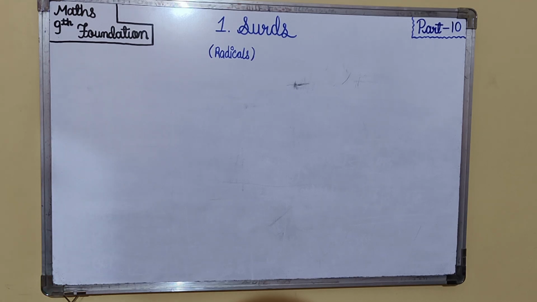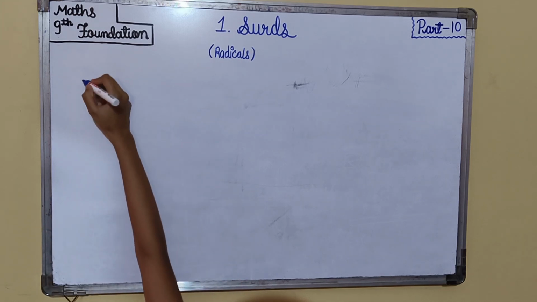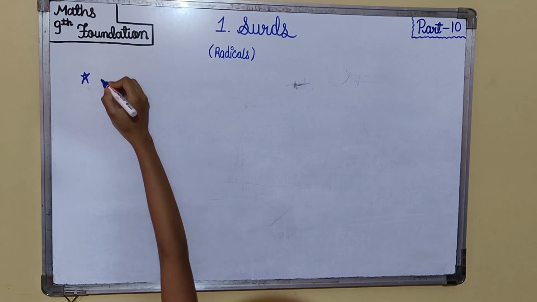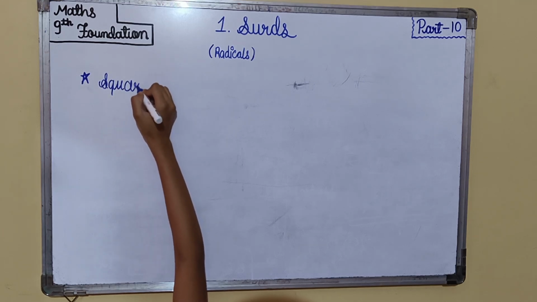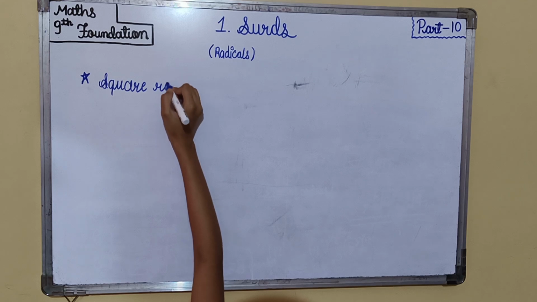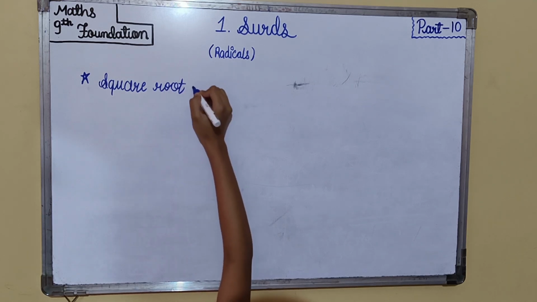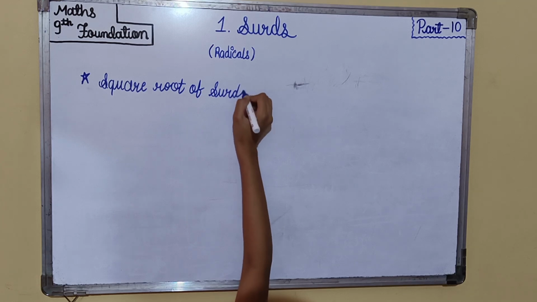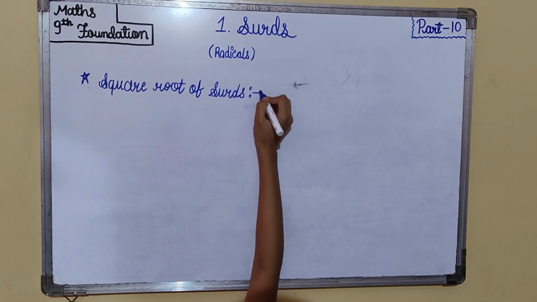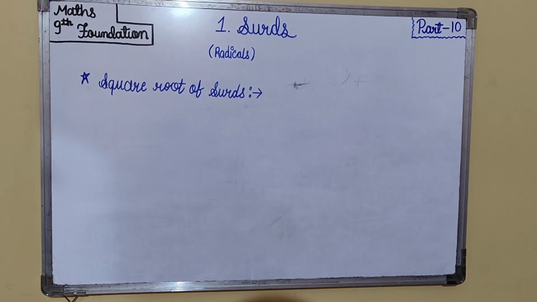In this part we have to learn the most important topic of the whole chapter, that is square root of surds. Please carefully pay attention because this is the most important and a bit difficult topic.